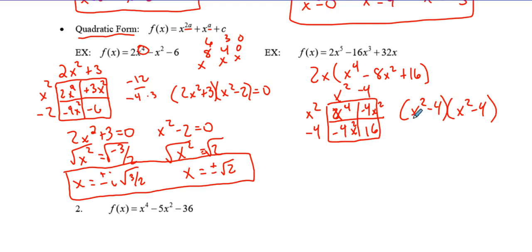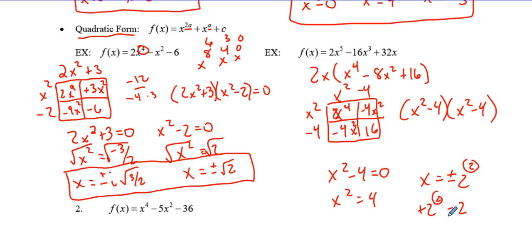So now they're the same thing, so I'm only going to do it once. x squared minus 4 equals 0. So x squared equals 4. So x equals plus minus 2. Now since that had a multiplicity of 2, each of these has a multiplicity of 2. So positive 2 with a multiplicity of 2, negative 2 with a multiplicity of 2. So that gives me a grand total of 4.